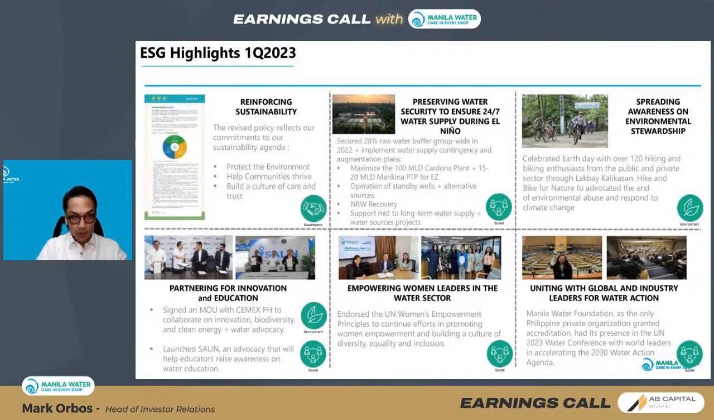through our Manila Water Foundation, we were the only Philippine private organization granted accreditation to take part in the United Nations 2023 Water Conference with world leaders in accelerating the 2030 Water Action Agenda. Last, for governance, we recently published our revised sustainability policy, which reflects our commitments to our sustainability agenda.